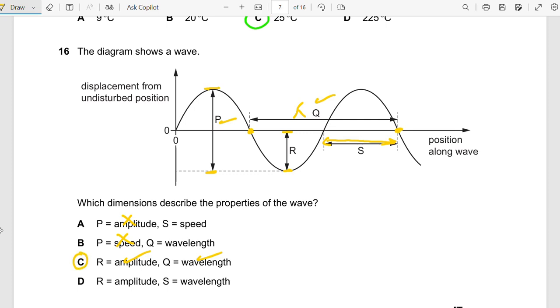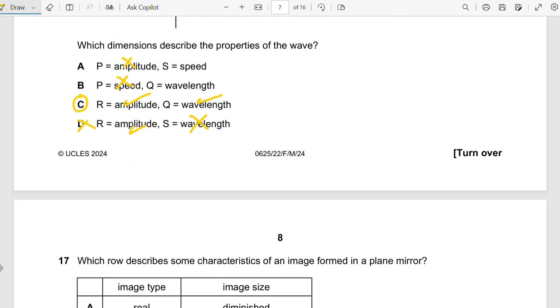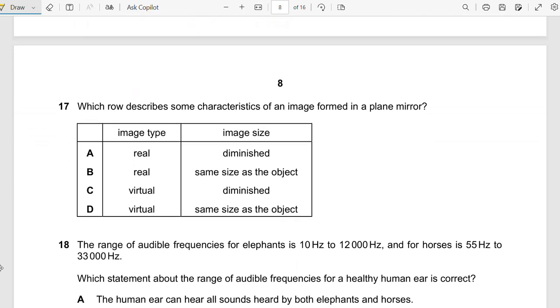D, they say R is amplitude. This is correct. And then they say S is wavelength. No, it's actually half wavelength. That's why D is wrong. Okay, I hope it's clear.